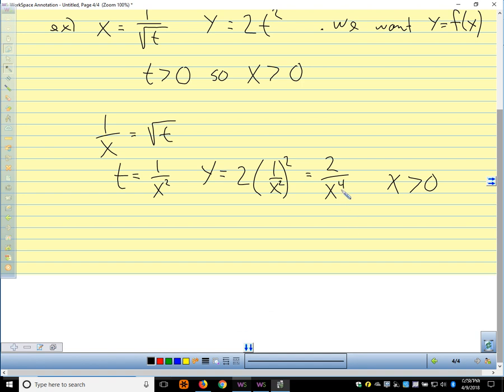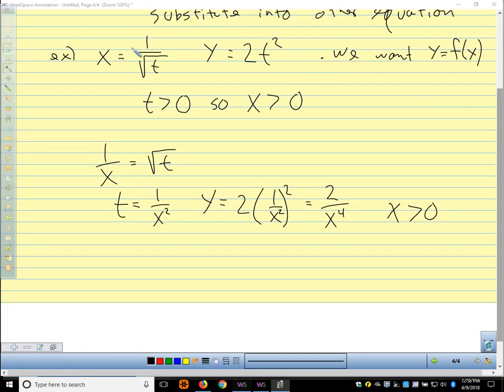Well, let's take a look at what this one looks like if we graph this. So I'm going to graph this set of parametric equations.